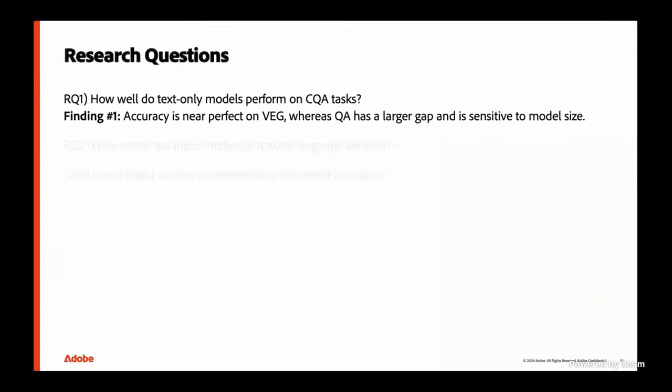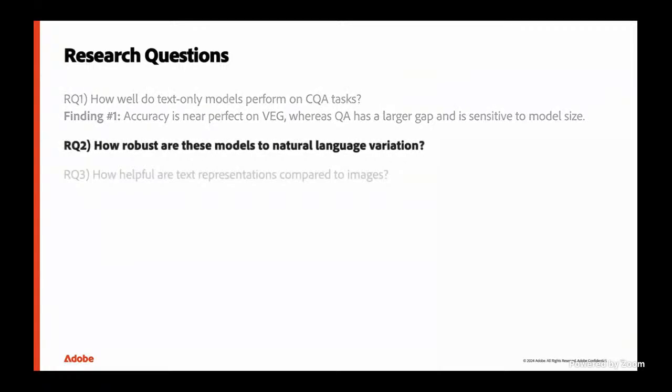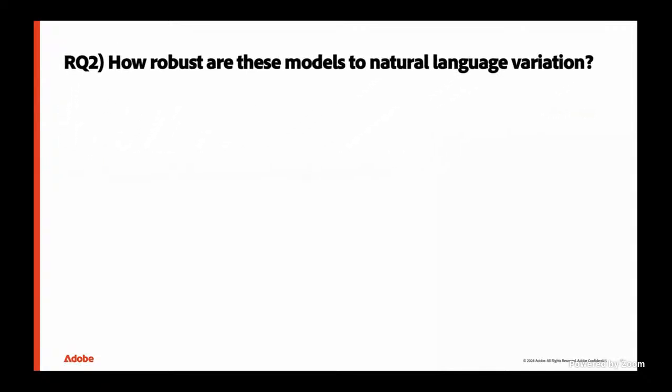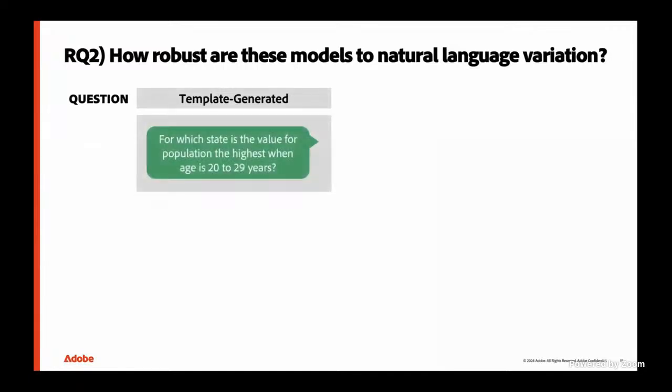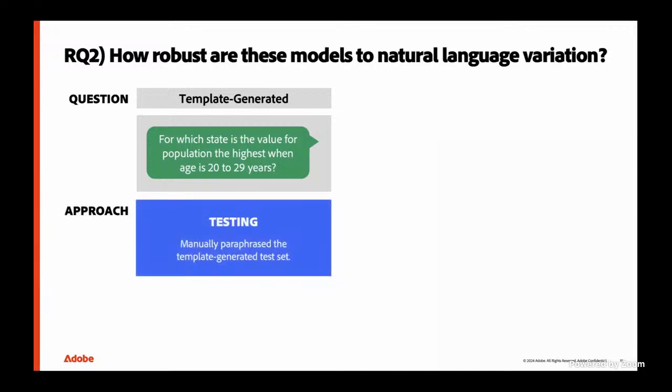Let's now move on to our second question. How robust are these models to natural language variation? In the previous experiment, we trained on template-generated questions like, for which state is the value for population the highest when age is 20 to 29 years? This question sounds much more formal than the questions we've seen so far, so to understand the impact of such natural language variation in the questions, we manually paraphrased the template-generated test set to sound more natural and tested our previously trained model on this new test set.